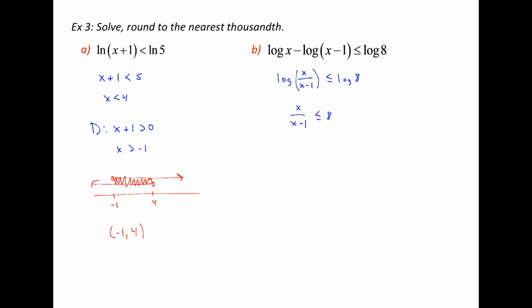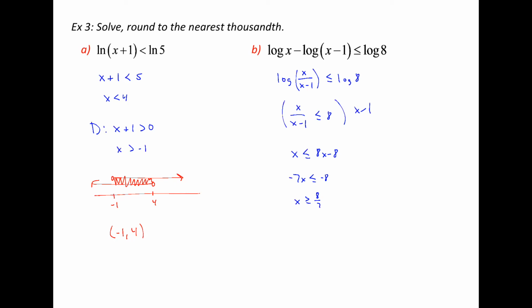Multiply both sides by x minus 1, so it'll be x is less than or equal to 8x minus 8. Subtract the 8x, and then divide by negative 7, and once again, because you divided by a negative, the inequality will flip, and it's x is greater than or equal to 8/7.